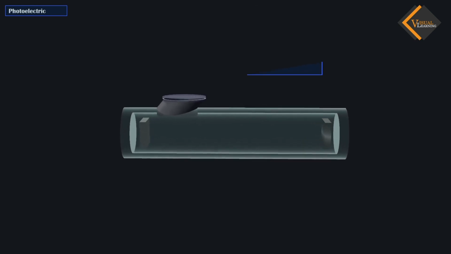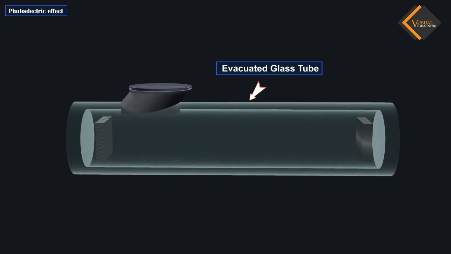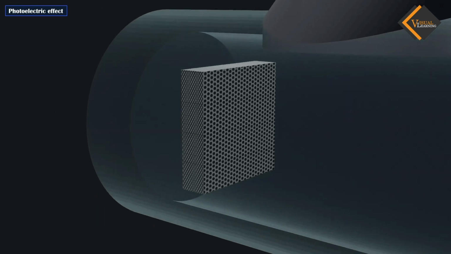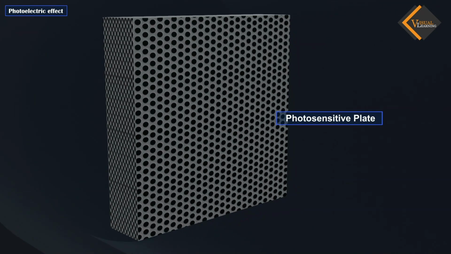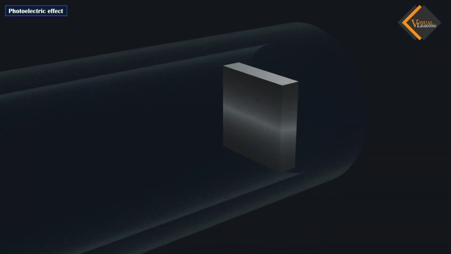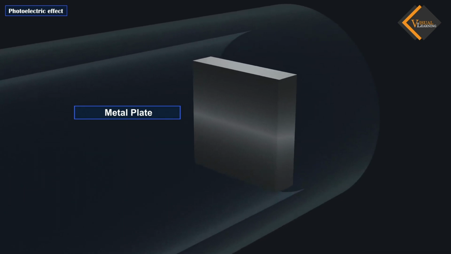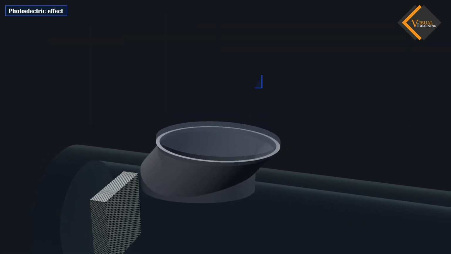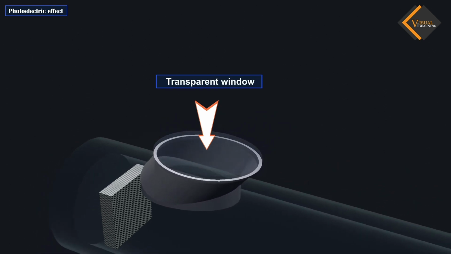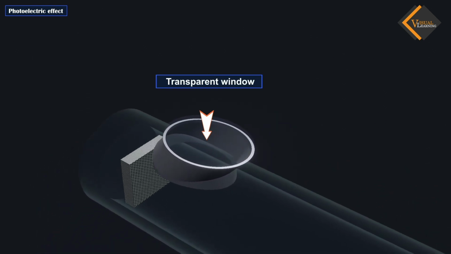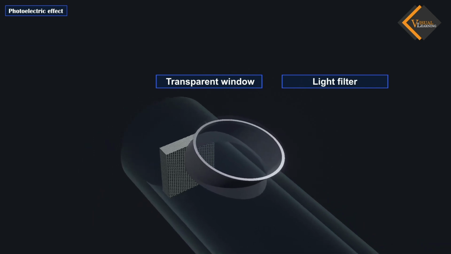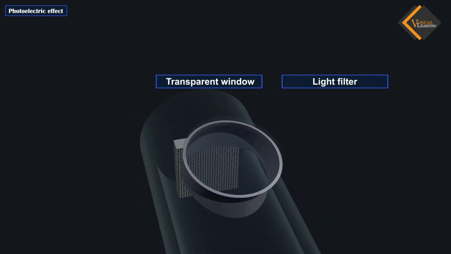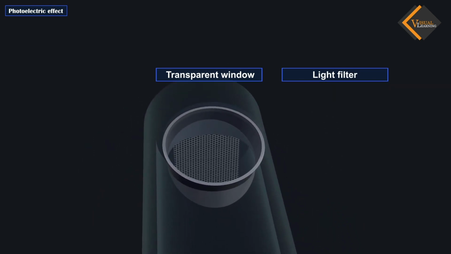In the animation, we see an evacuated glass tube. At one end of this tube, there is a photosensitive plate, and at the other end, there is a metal plate. A transparent window is placed on top of the glass tube. This transparent window filters the light, allowing only a particular wavelength of light to pass through.